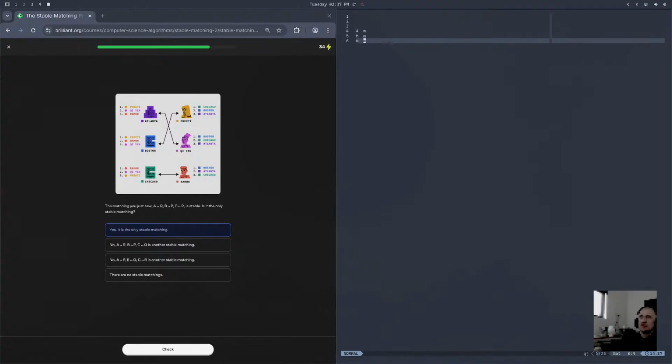So he wants to go to Boston now. He's in Atlanta. He wants to go to Boston. Who is Boston again? Peretti. Boston doesn't want to make a change. So I'd say this one is stable.